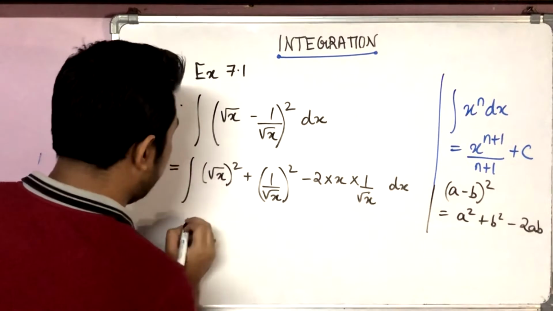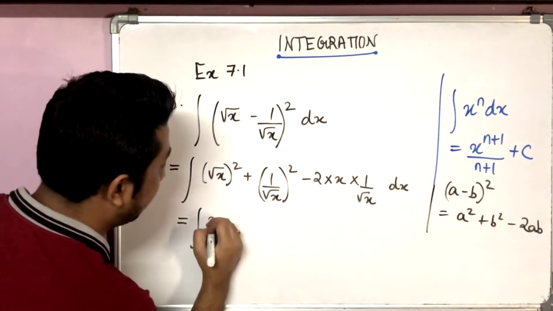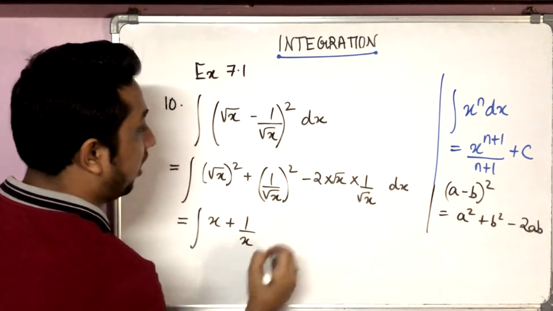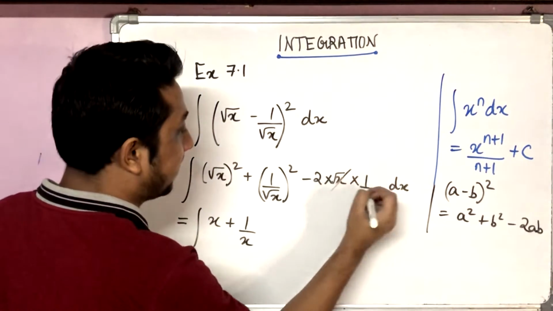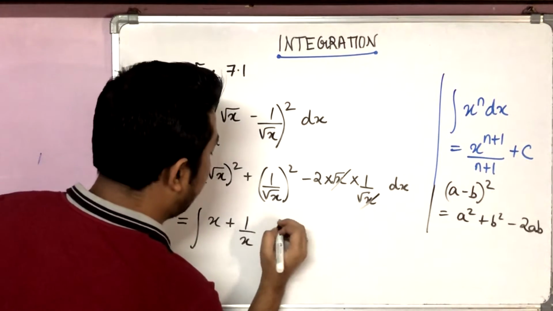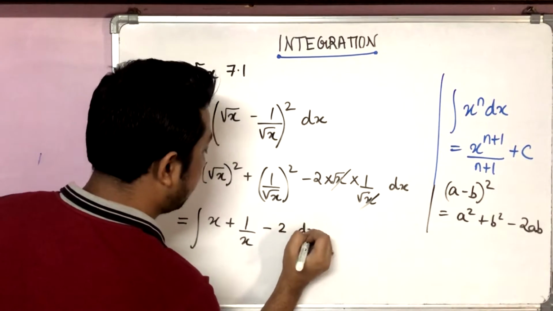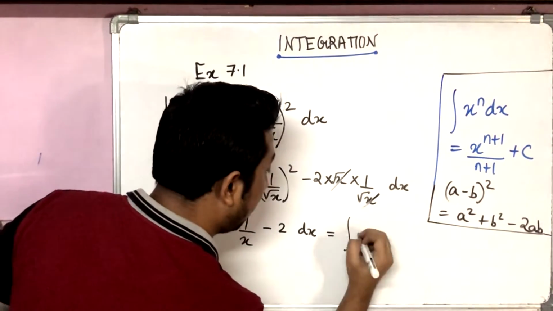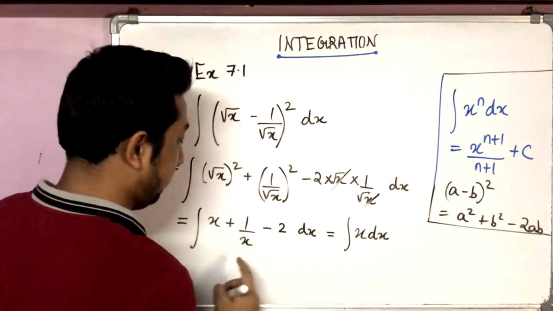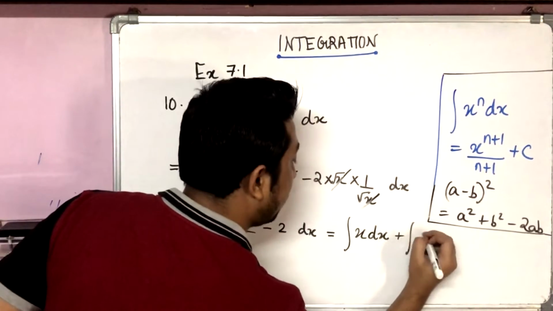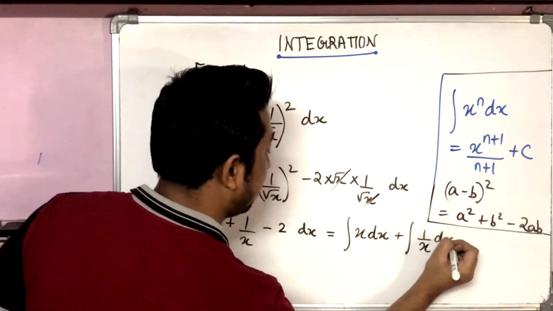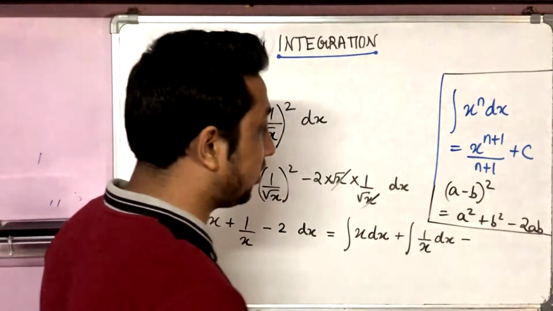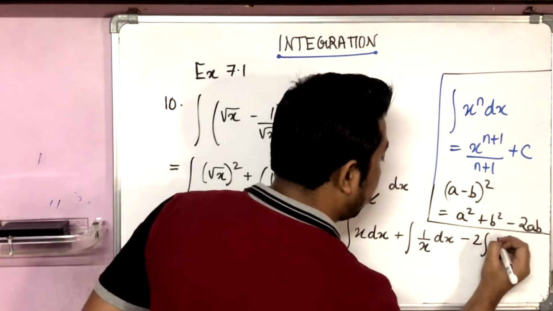This is nothing but root x का square x plus 1 by root x का square 1 by x. यहाँ पे root x into 1 by root x gets cancelled out and we have minus 2 dx. अब हम इसको अलग कर सकते हैं. So, integral x dx plus integral 1 by x dx minus integral 2 dx and we know कि 2 बाहर आ जाएगा because it's a constant. So minus 2 integral dx.